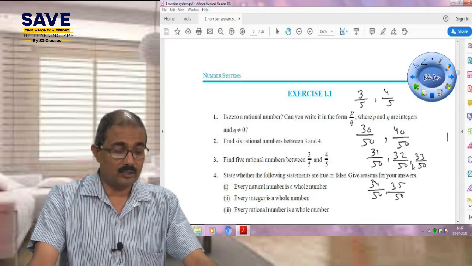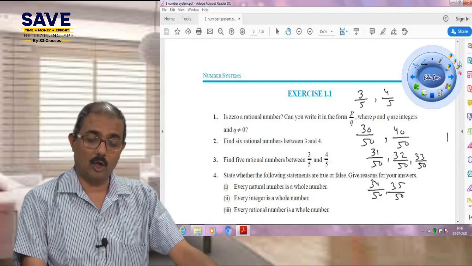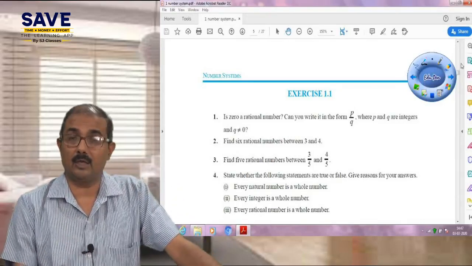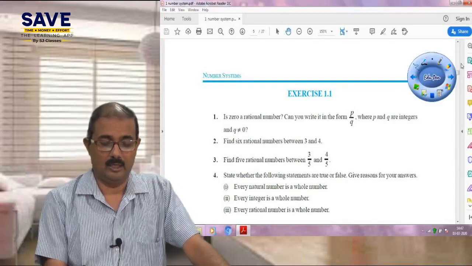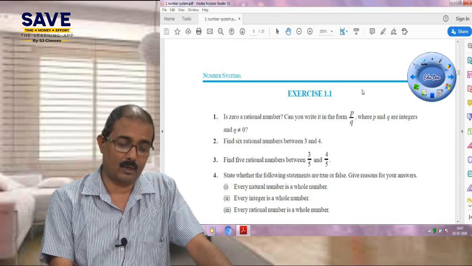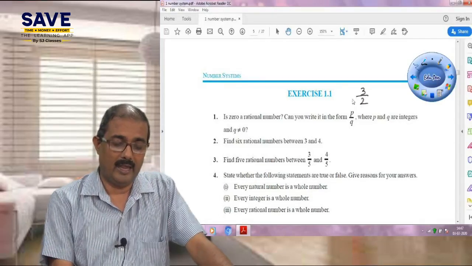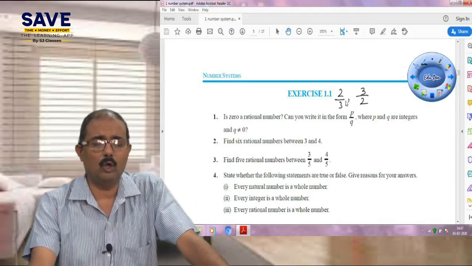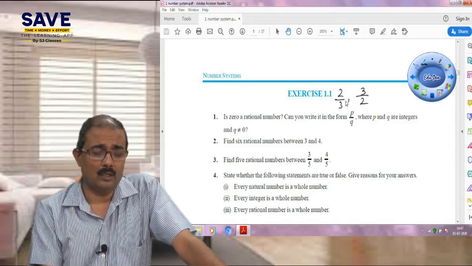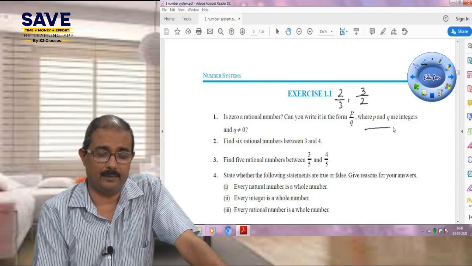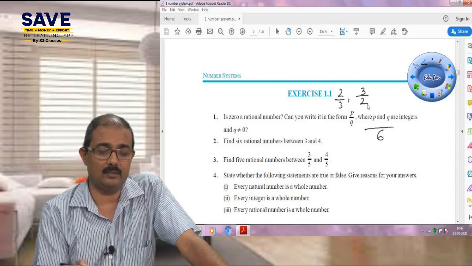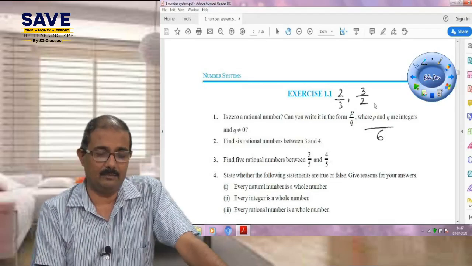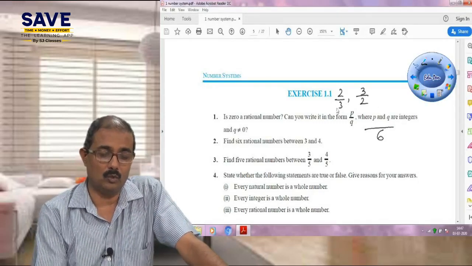These are 5 rational numbers between 3 upon 5 and 4 upon 5. Suppose the denominators of the rational numbers are not the same, and you have to find a large number of rational numbers between them. Suppose we have 3 upon 2 and 2 upon 3, and you have to find 2 or 3 rational numbers between them. First of all, make the denominators the same. The LCM of 3 and 2 is 6. Now you know how to take the LCM. Now 6 divided by 3 is 2, that is 4.